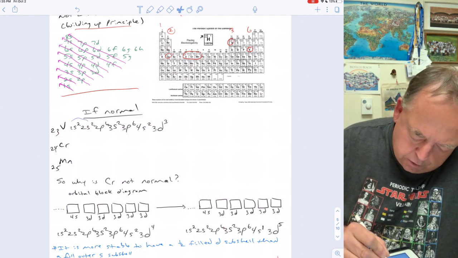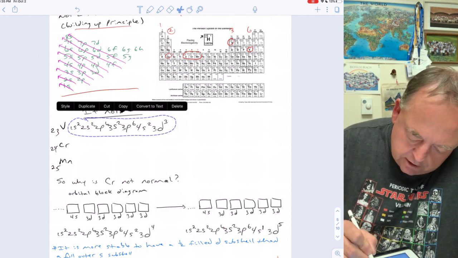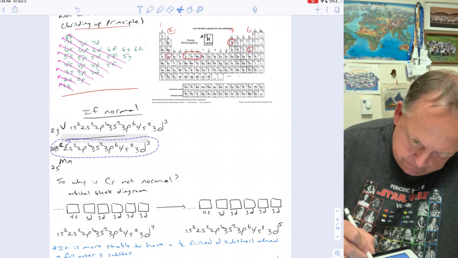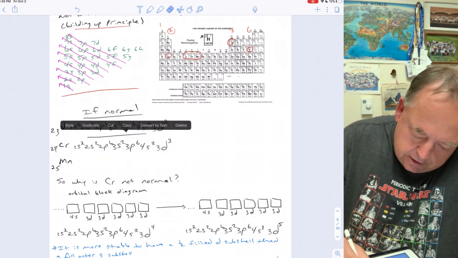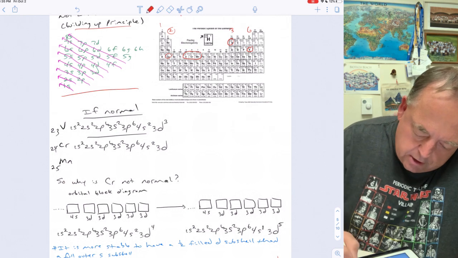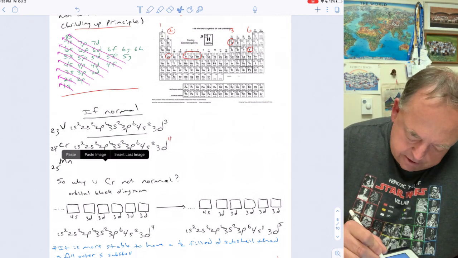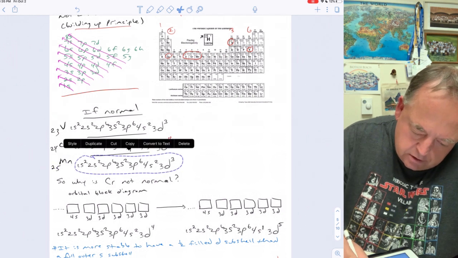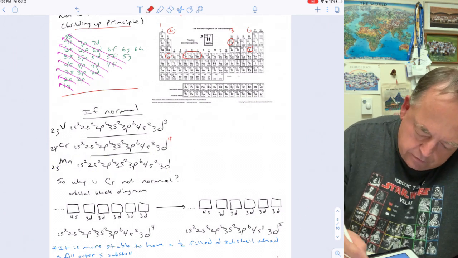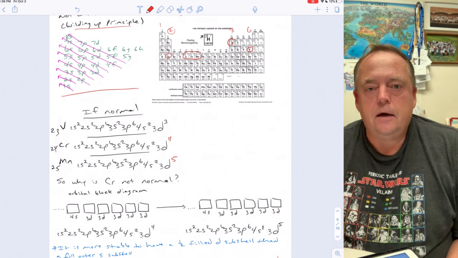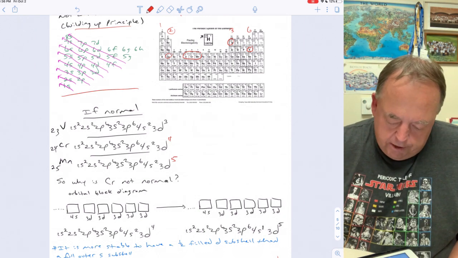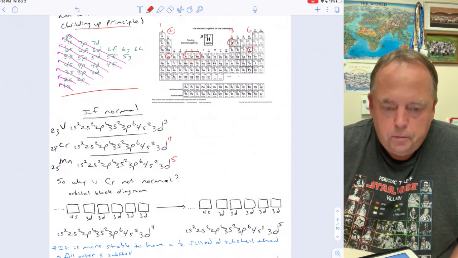So chromium's got 24 electrons. So what would its electron configuration be? Well, it would just be this with 1 extra electron, so it would be 3d4, right? And then manganese with 25 electrons would just be this with 2 more electrons, so it would end in 3d5. Okay, so chromium is not normal.